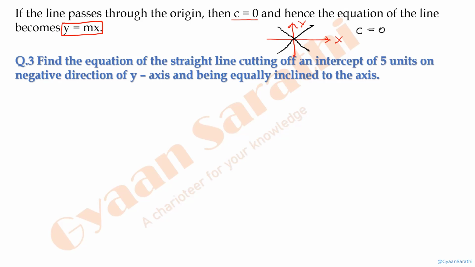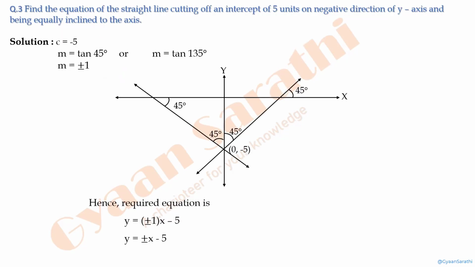Now we have a question with us. Find the equation of the straight line cutting off an intercept of 5 units on the negative direction of y-axis and being equally inclined to the axes. Let's see how to solve this. So this is the figure drawn for the given question. We have the x-axis and the y-axis, and we have two lines here. This line is making an angle of 45 degrees with the x-axis.